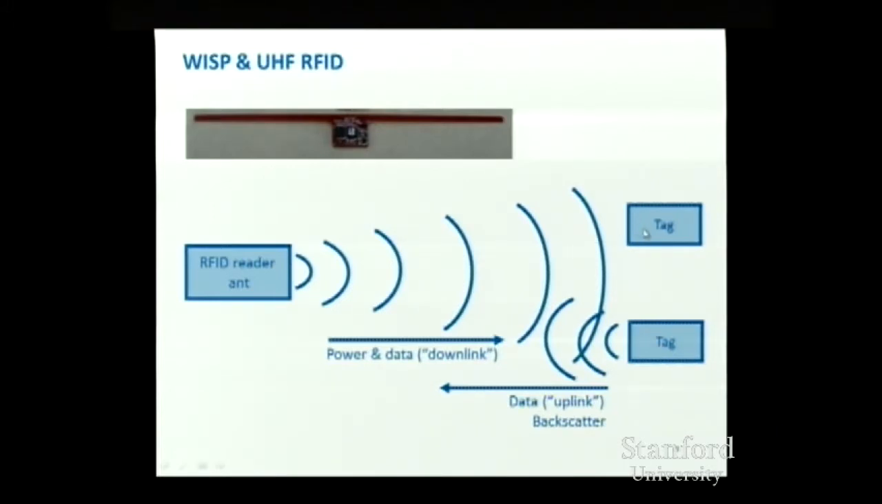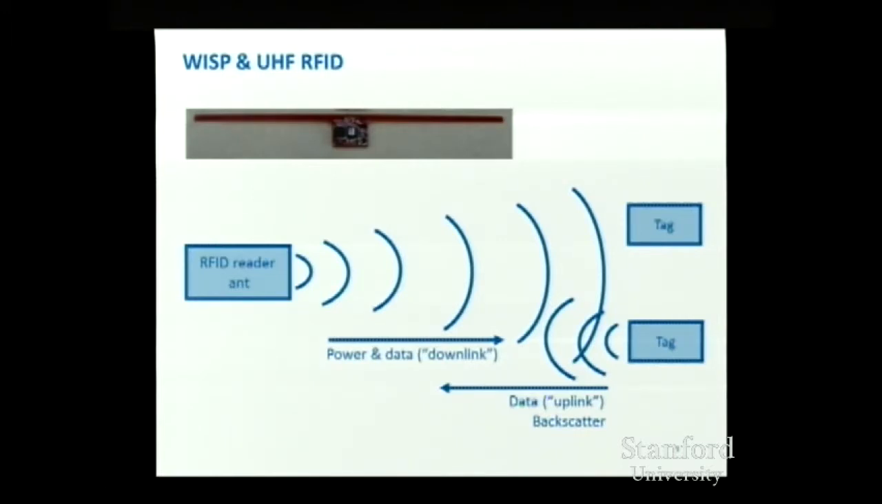The tag rectifies that RF energy and uses it to power some digital logic. The way the tag communicates back to the reader, instead of having its own radio transmitter, oscillator, all that stuff, it uses a technique called backscatter, where it simply changes the reflection coefficient of this antenna. So it has a little transistor that it shorts to short the two branches of the antenna together, or it can choose not to short them. And that generates a reflection of the reader's signal.